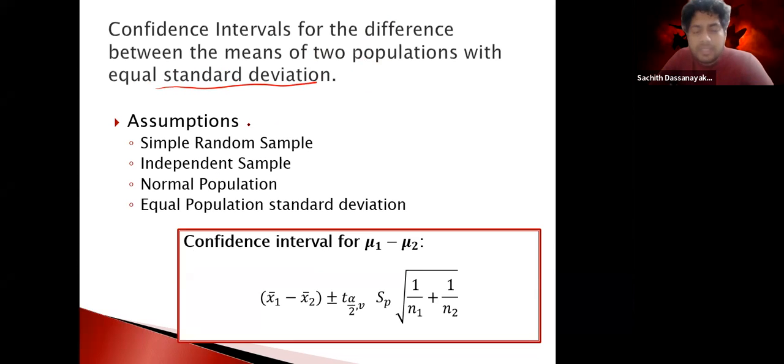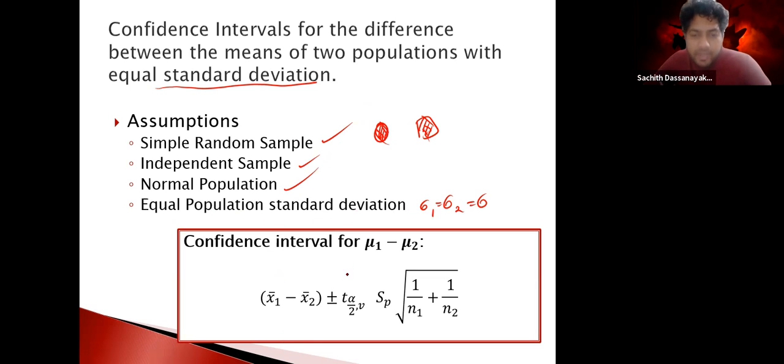We made similar assumptions to what we did last time as well. SRS, simple random sample: our samples came from simple random samples. Samples are independent. Populations are normally distributed; we assume that populations are normally distributed, although our sample is small. Equal population standard deviation, which means sigma 1 equals sigma 2. We denote it sigma.